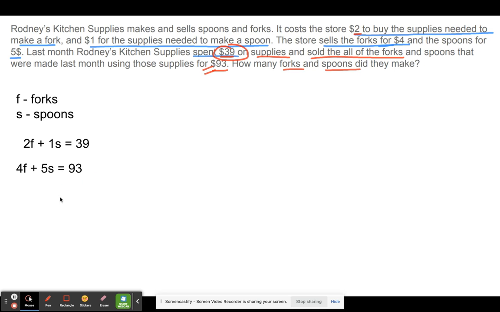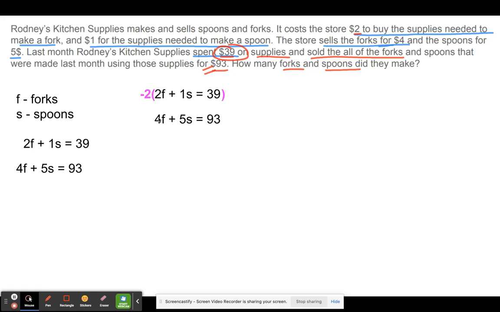Okay, so now again, this one looks like elimination. So we're going to have to change one of these equations so that they match up. And what I'm going to do is change the first equation, because what I want to try to do is eliminate the F variable. If I multiply this first one by -2, that'll make it -4, which will be opposites.